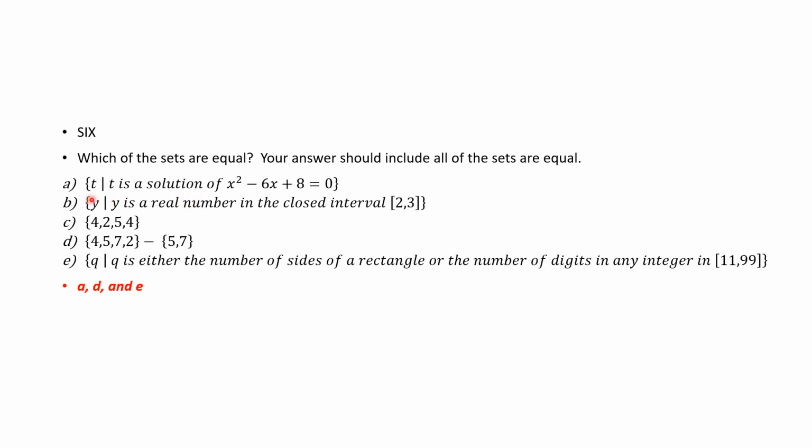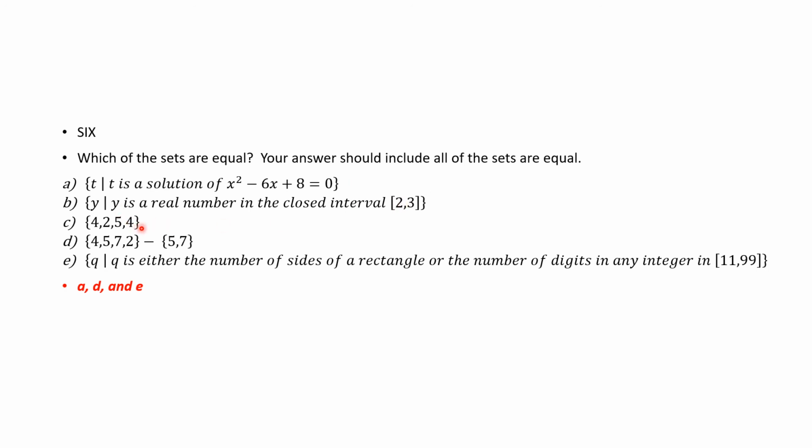If we talk about the set of T such that T is a solution of x squared minus 6x plus 8 equals 0, you factor this. This is x minus 2 times x minus 4. That means that 2 and 4 are the answers to this. So 2 and 4 are in this set. V is all the real numbers between 2 and 3. That's an infinite set. This set only has 2 in it, so that's not equal.